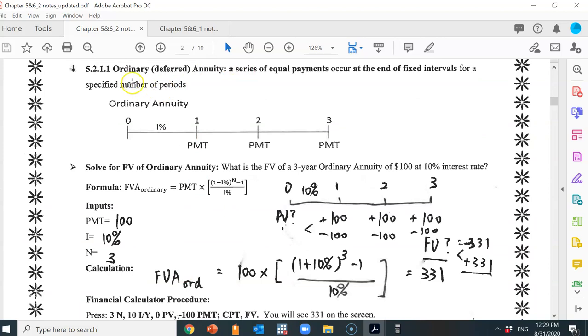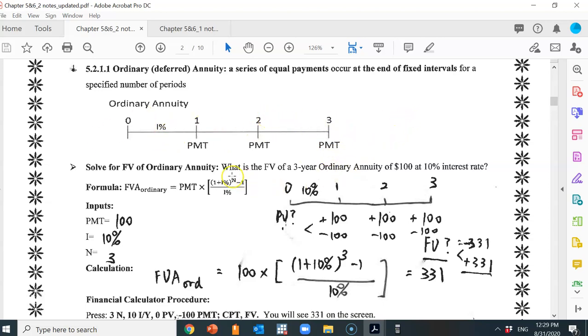So let's review what an ordinary annuity is. It could also be called a deferred annuity. It is a series of equal payments that occur at the end of fixed intervals for a specified number of periods. We can see in this graph here, it's a sample of an ordinary annuity. We have 3 payments at the end of each period.